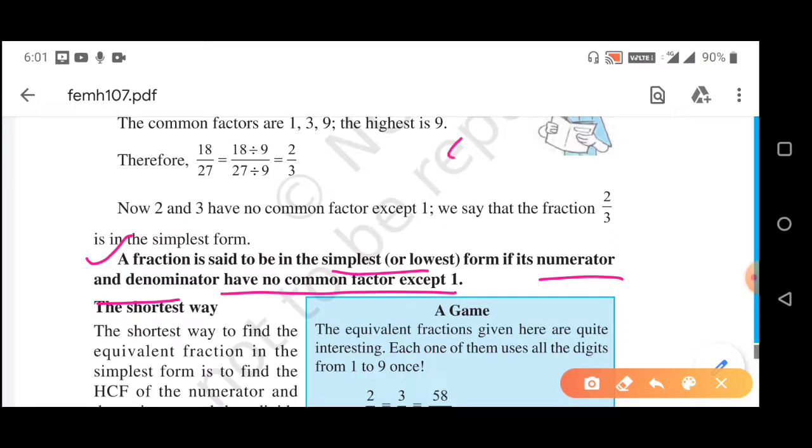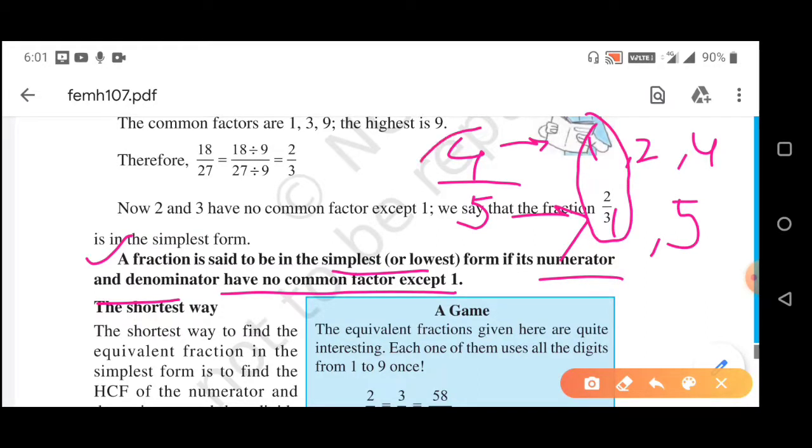Suppose I am taking a fraction 4 by 5. So the factors of 4 are what? 1, 2, 4. Factors of 5 are 1 and 5. So the common factor of numerator and denominator here is only 1. So this is a simplest form of a fraction.